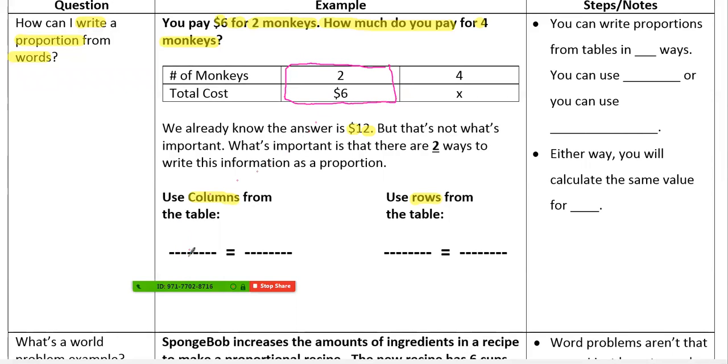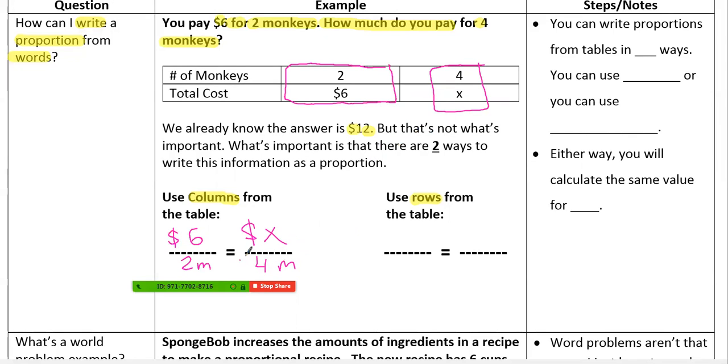And so in other words, we're going to have in each ratio 2 different units, total cost and monkeys. And I think you probably remember from long ago, we always put money, or it's just best to put money in the top. So $6 for 2 monkeys. I'll just put an M for monkeys. Now, if this is going to be proportional, that means equal fractions, then this next column also has to be arranged with the money on the top and the monkeys on the bottom. I should say money in the numerator, monkeys in the denominator. Total cost, X, number of monkeys, 4. That's using columns.